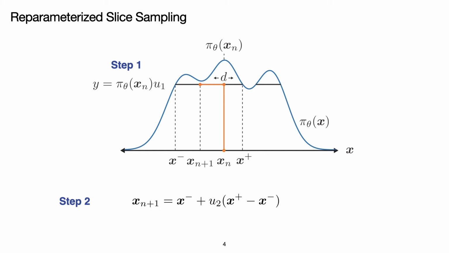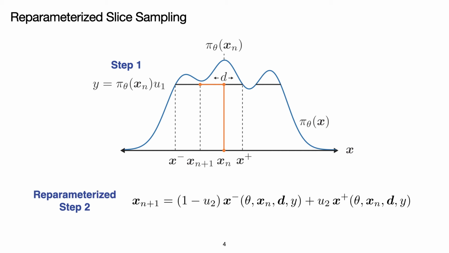It is clear that the first step of this sampler is reparameterizable, but it may not be clear that the second step is as well. Importantly, the slice endpoints x minus and x plus are implicit functions of the parameters theta, the initial value xn, the direction d, and the height y. And now, with this, we have a two-step deterministic process conditioned on the random variables u1, u2, and d.